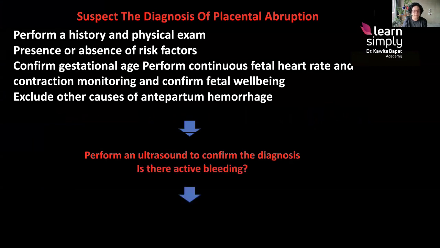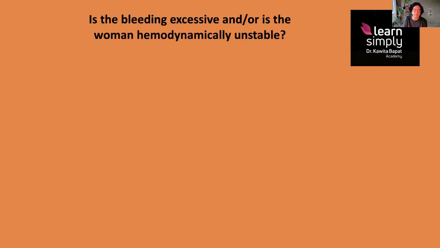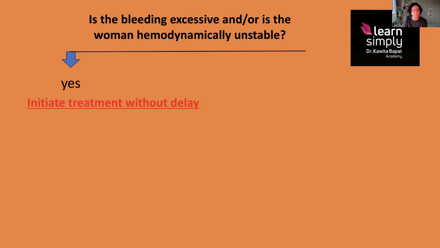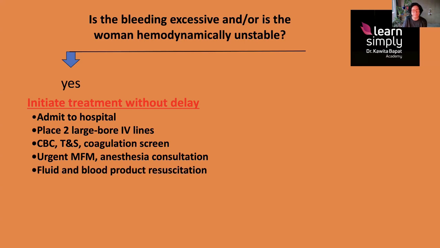Is there active bleeding? Is the bleeding excessive, or is the woman hemodynamically unstable? If yes, then initiate the treatment without delay: admit to hospital, place 2 large bore IV lines, CBC, TNC, coagulation screen, urgent FFP, anesthesia consultation, fluid and blood product resuscitation. Consider immediate delivery regardless of the gestational age.